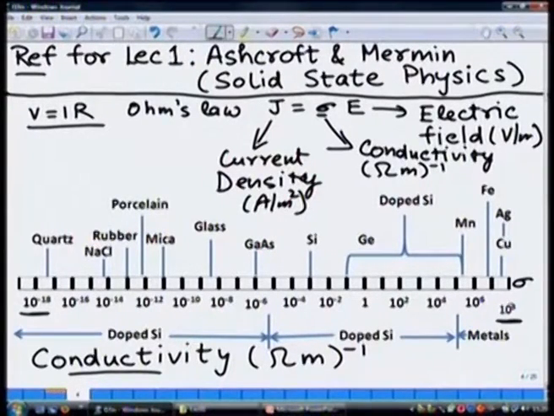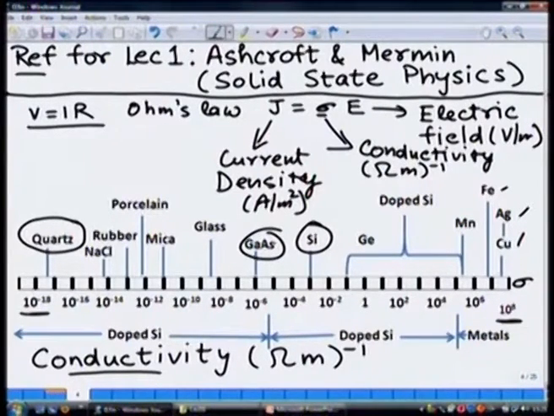Among the most insulating materials is quartz, with a conductivity of 10 to the power minus 18, and among the most conducting are these metals: copper, silver, even gold, somewhere around here. In between are semiconductors, silicon and gallium arsenide. But you also know that the conductivity of semiconductors can be changed by doping. That means it can be increased, and hence doped semiconductors shift towards the right. So that's the range of conductivity which you see in materials.